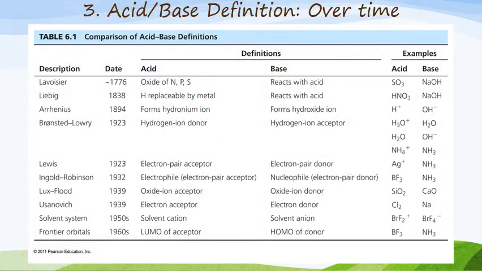On this slide, we just have a table giving you some history of the development of the acid-base definition over some period of time. You can see that way back in 1776, Lavoisier showed that some of the oxides of nitrogen, phosphorus, and sulfur react with acid. And as you go down the table, you can see some development of how acids and bases have gone until recently.